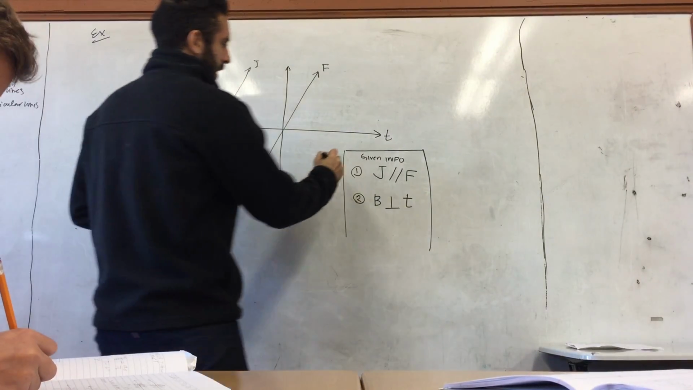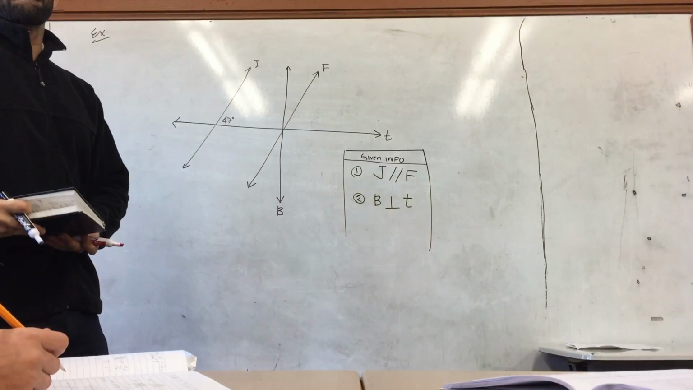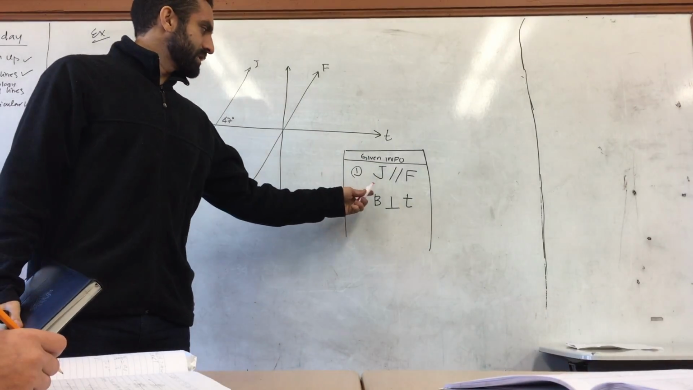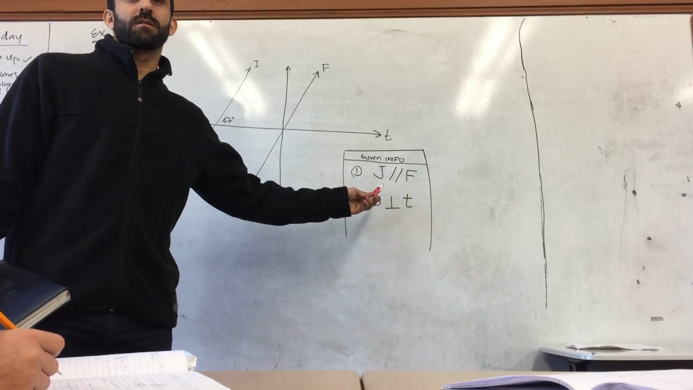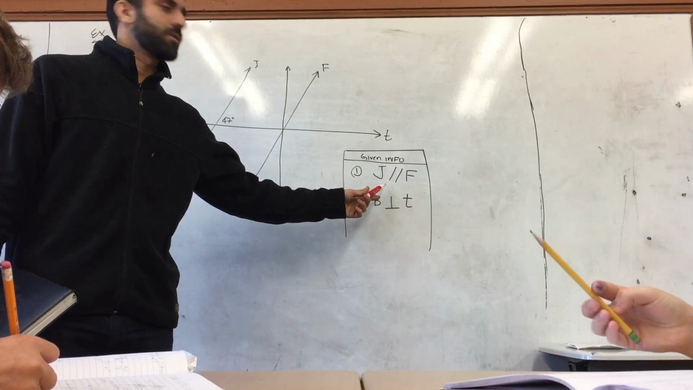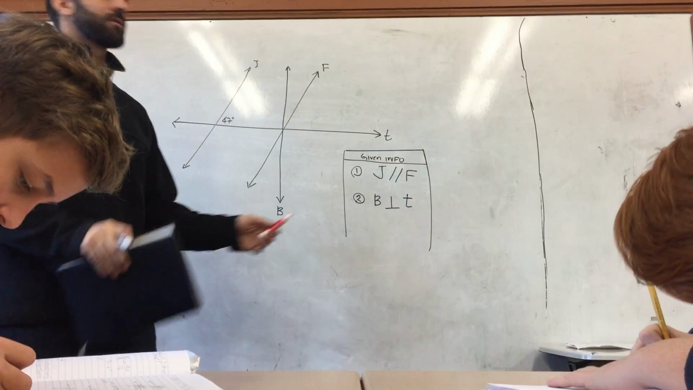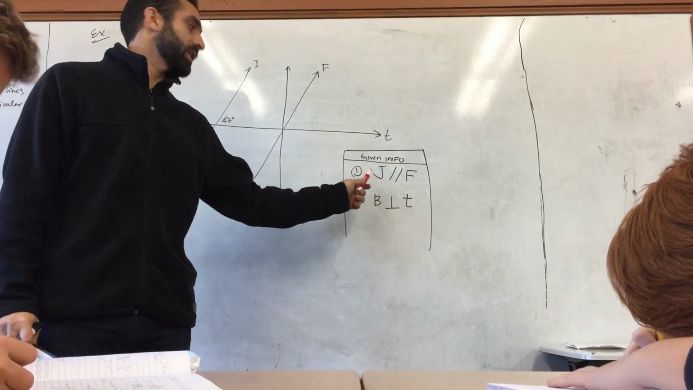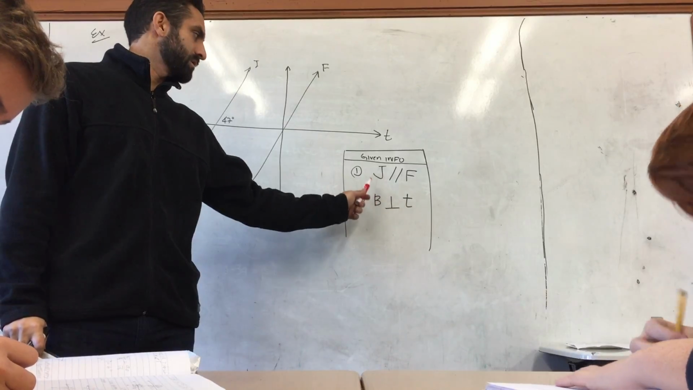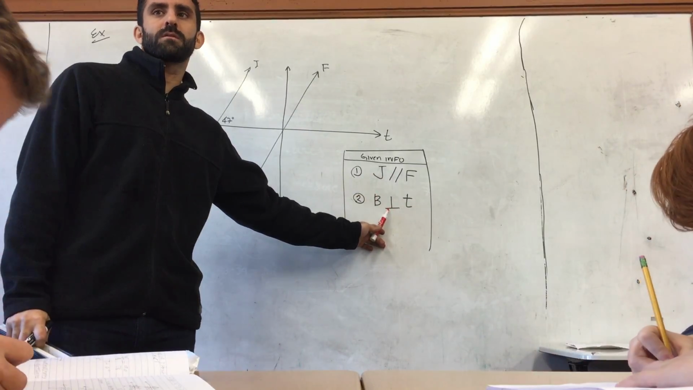Alright, here's the given info. What does this mean? What is number 1 saying? I haven't really shown you the symbol yet. They're parallel. J is parallel to F. Okay, Isaac? Number 1, what's that? Parallel to F. J, if you see a symbol like this, it's parallel. What if you see a symbol like this? Perpendicular. Thank you.